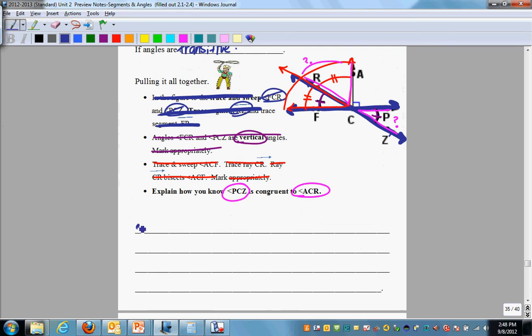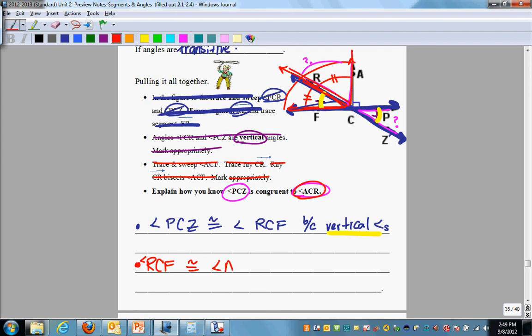We know that angle PCZ, that's this angle here, is congruent to angle RCF, that's this one here, because they're vertical angles. So this and this are equal because they're vertical. What else do we know? We also know that angle RCF is congruent to angle ACR because of the bisector. So these are equal because of the bisector.